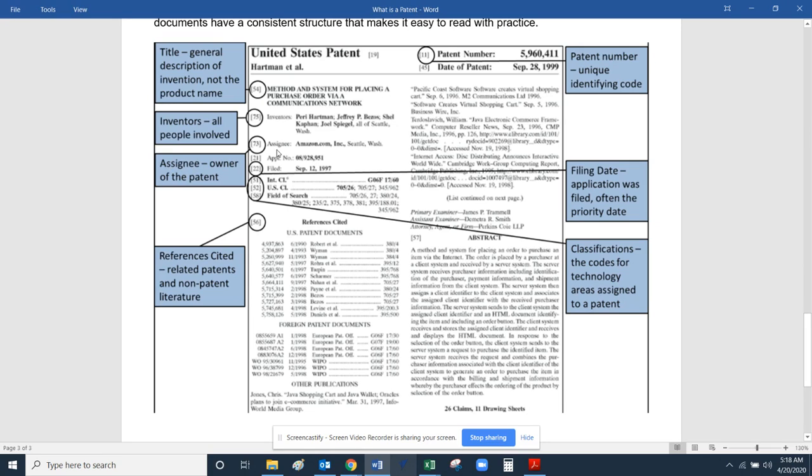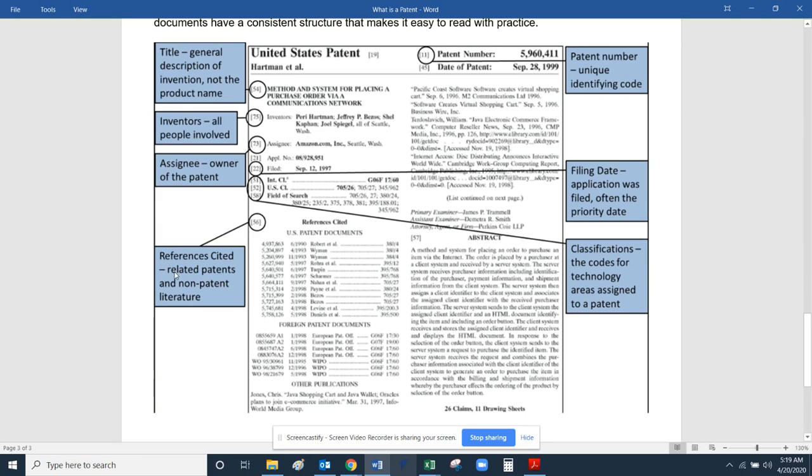Assignee, that's actually the company that owns the patent. So if it is a corporate patent and not for an individual, the company name that owns the patent will be there. In this case, it's Amazon. It could be Procter & Gamble. It could be Toyota, General Motors, or any particular business or corporation.